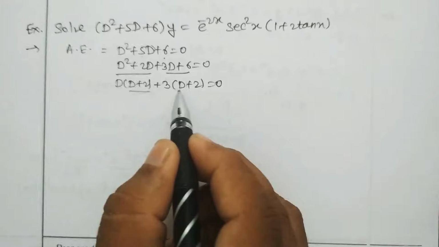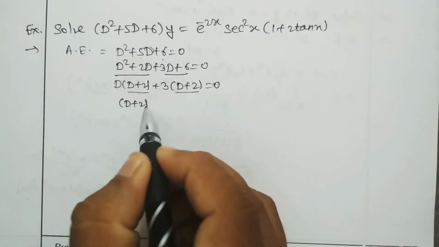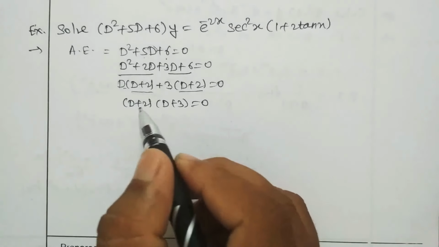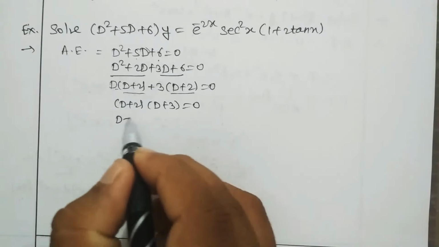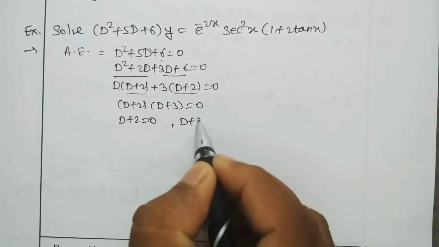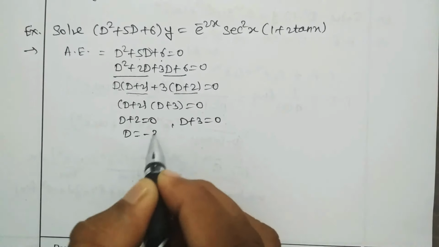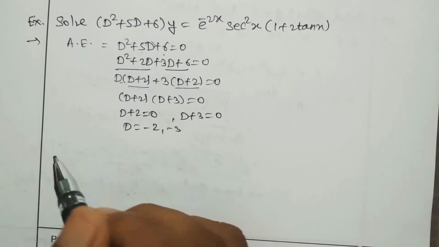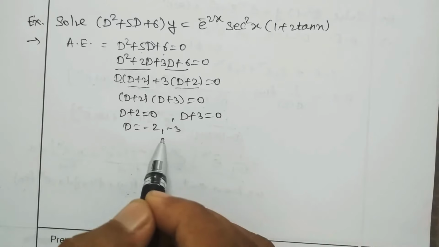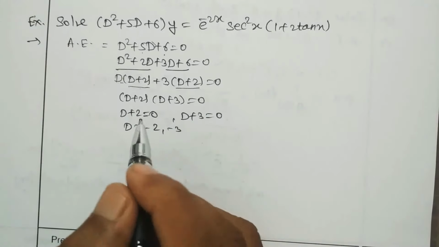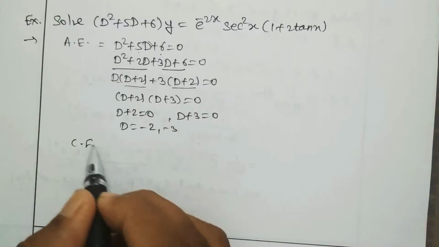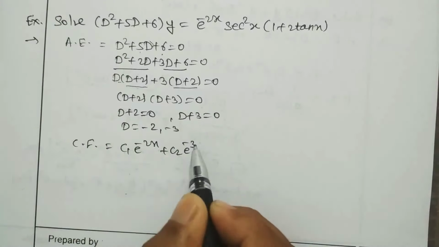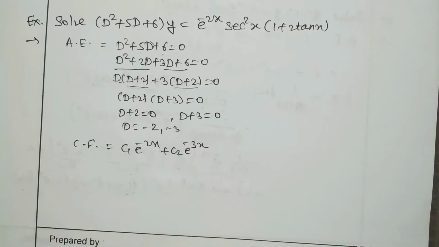Now this D + 2 factor is common, so taking D + 2 common, we get D + 3 = 0. Now this can be written as D + 2 = 0 and D + 3 = 0. So the value of D is -2, and from this, the value of D is -3. So the roots are -2 and -3. These are real and distinct, non-repeated roots. So CF is C1 e^(-2x) + C2 e^(-3x). So this is our CF.